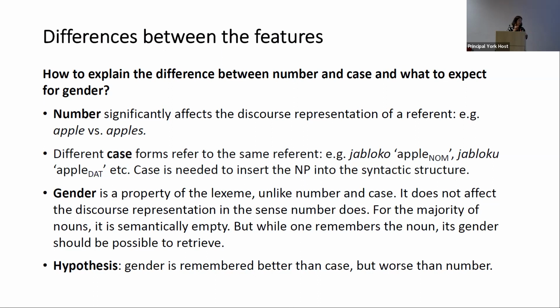But as long as you remember the noun itself, not just the semantics behind it, you should be able to retrieve the gender. So given all these, we initially suspected that the gender would be somewhere in the middle between number and case. It will be remembered better than case, but worse than number due to these discourse properties.